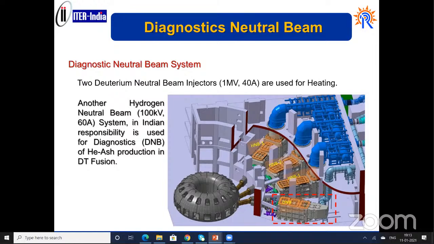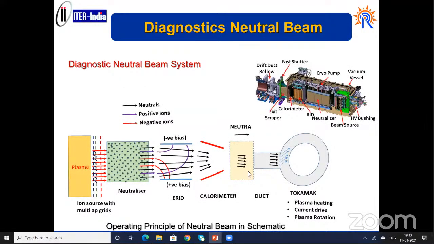We have a diagnostic neutral beam package which accelerates ions up to 100 kilovolt and produces the neutrals, and this is installed in this position of the tokamak. This is used only for diagnostics. Basically, it is not a very energetic beam, but it is used for helium ash measurement. And the principle is basically, as I was telling, depicted here: first ionization, then neutralization, then separating the ions and allowing the neutrals to pass on to the tokamak.